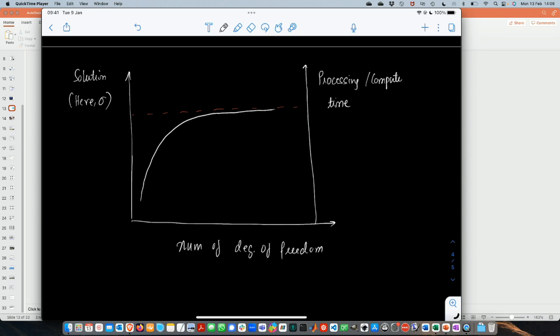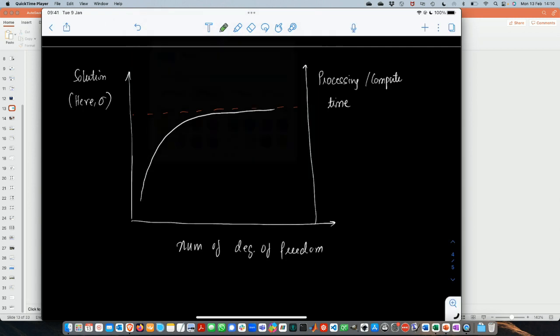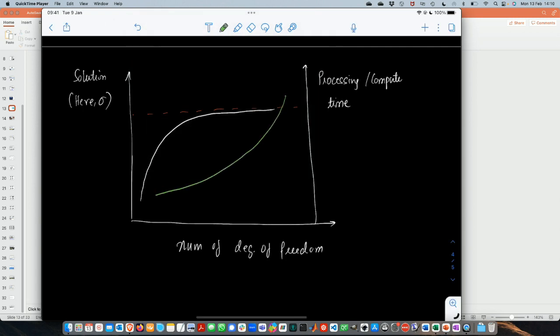So you'll have something like, let's try to write it in a different color. Right? So this is our processing time, and this is our solution accuracy. So beyond some certain point, my processing time will increase exponentially. So let's say, for example, for a simple finite element problem, up to 2 million degrees of freedom, or up to 2 million unknowns, can be done reasonably fast.